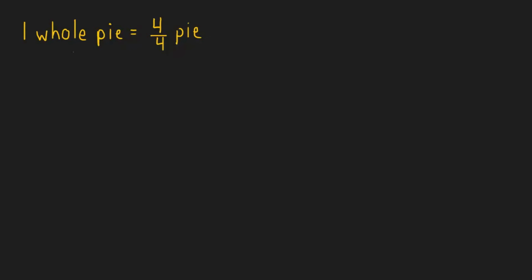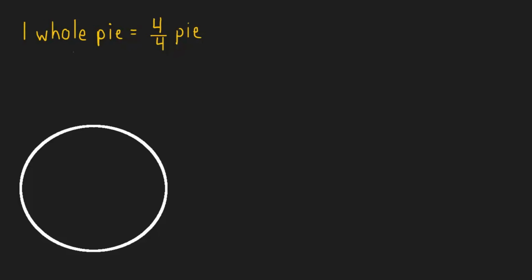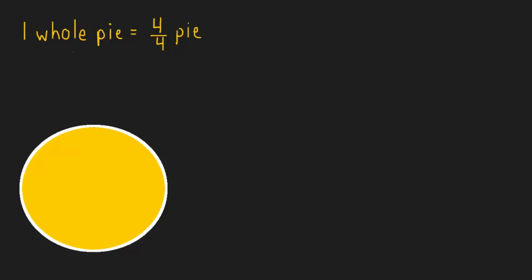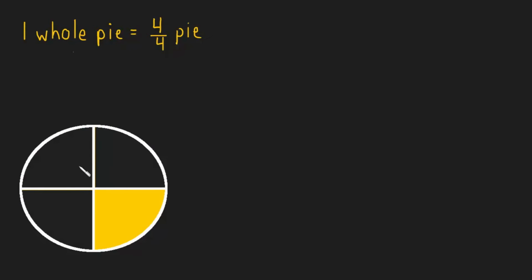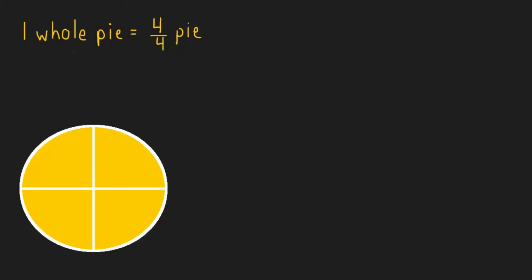I think it's pretty clear when we think about it that 1 whole pie is the same thing as having 4 out of 4 pieces of pie. So here's a whole pie. That's the same thing as having all 4 pieces of this pie. So here's the whole pie. Here's 4 out of 4 pieces of pie. It's the same. You have the same amount of pie.